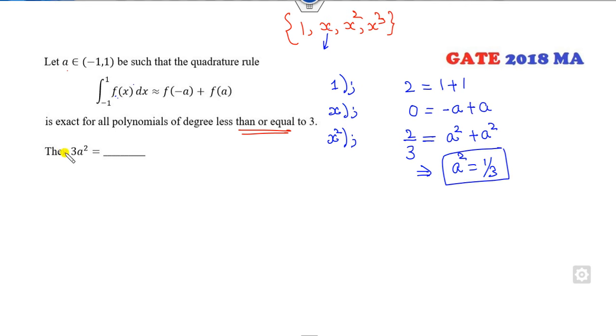Your target is to find 3a square. Answer is 1, that is the right answer. There is no need to do it for the x cube because we are trying to find only the a value. You can see again, within 10 to 15 seconds you can solve this question very easily.